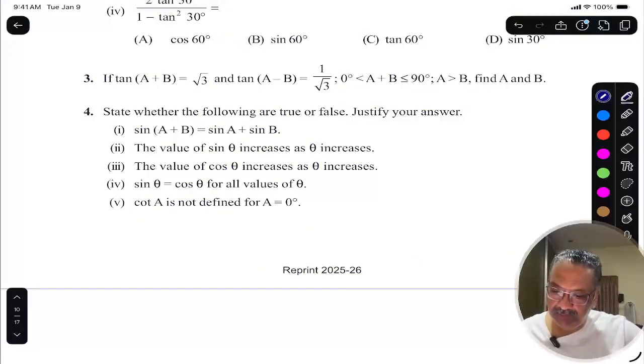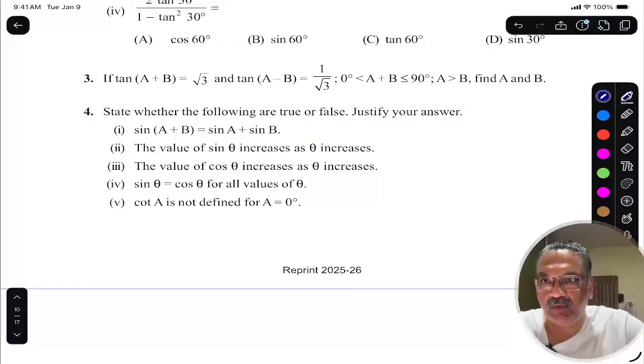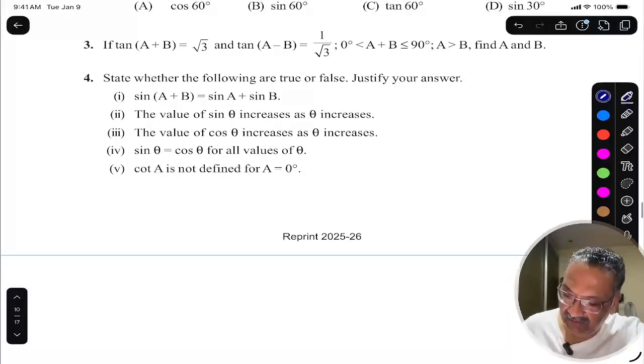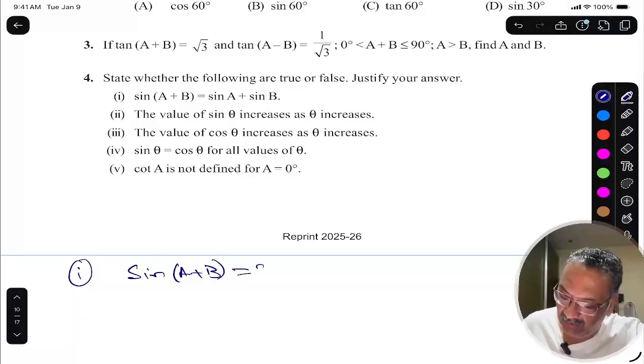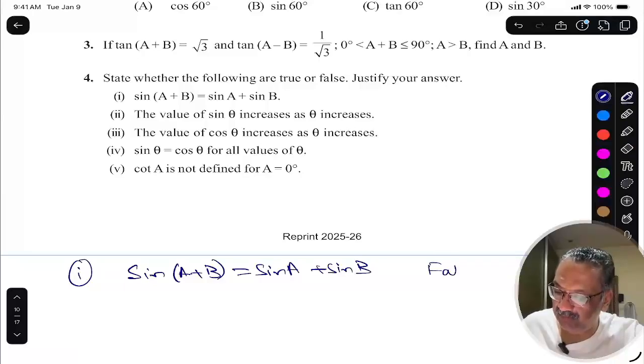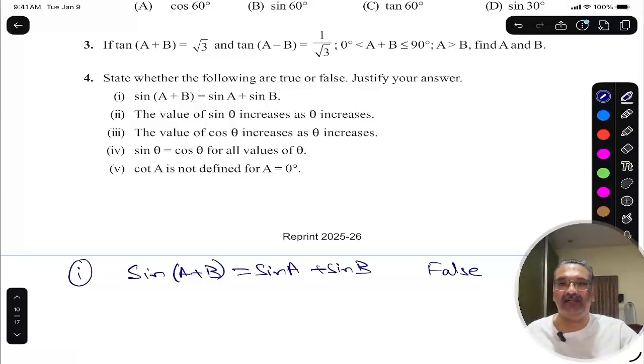Question number 4. State whether the following are true or false. We have to say true or false, and we have to justify the answer. The first one, what it says, sin A plus B is equal to sin A plus sin B. This is not true. This is false, because trigonometric ratios do not work like this. Okay, we have never studied this.